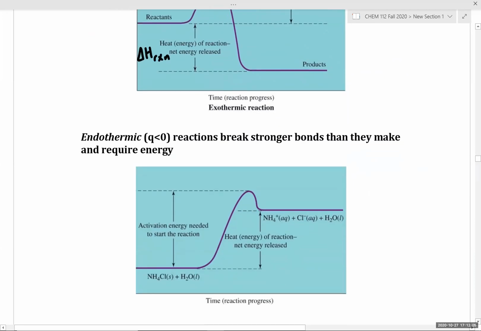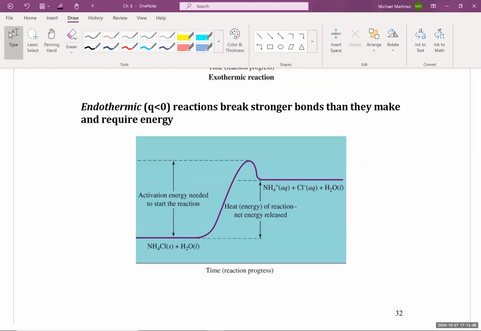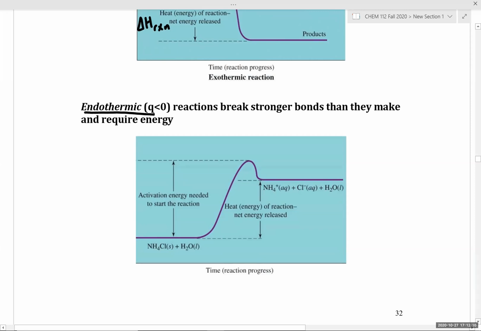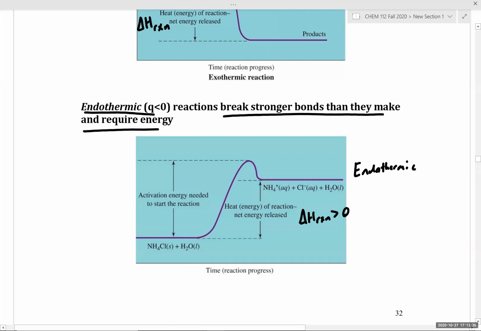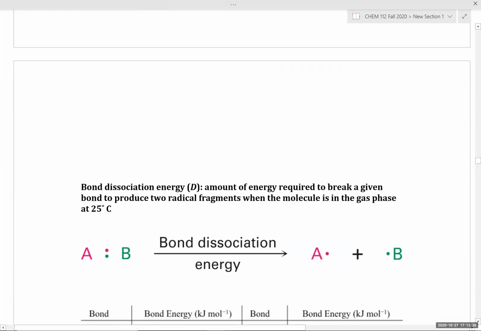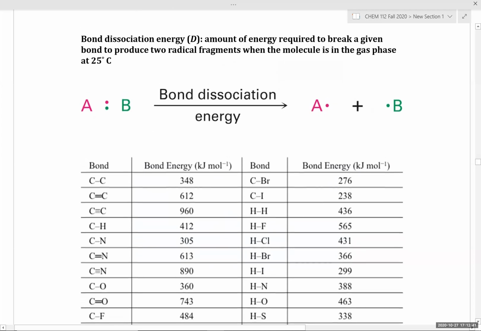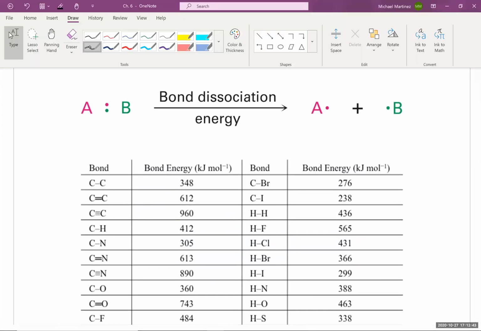Okay. So as an alternative to the exothermic reaction, endothermic reactions break stronger bonds than they make, and they require energy in order to proceed. So in this case, our enthalpy of reaction is greater than 0. So this is a typical endothermic reaction or process. Okay, so now that we've seen two different types of reactions from the perspective of enthalpy, let's talk about some tabulated values that we can utilize to estimate reaction enthalpy.